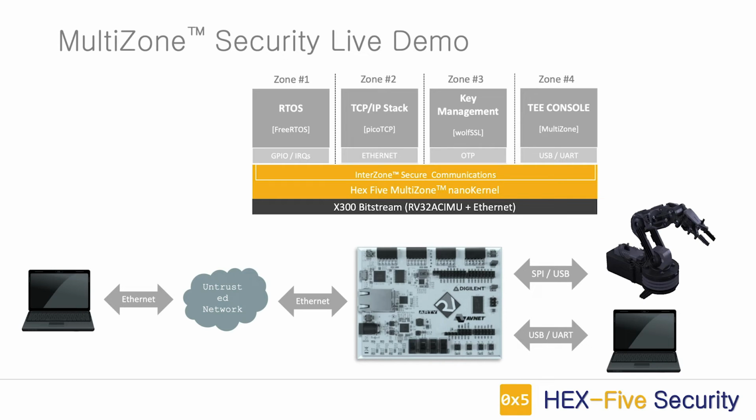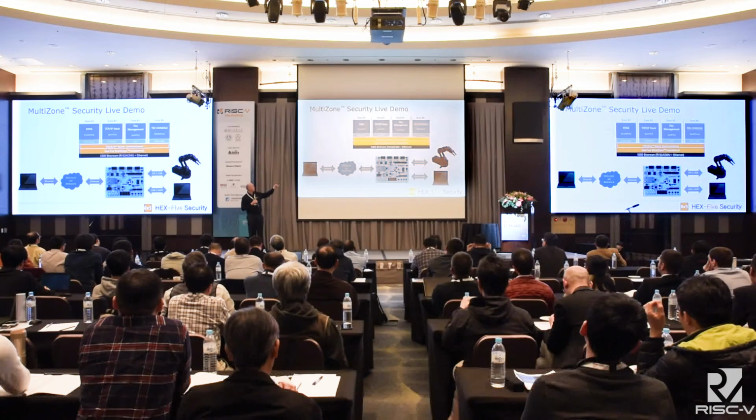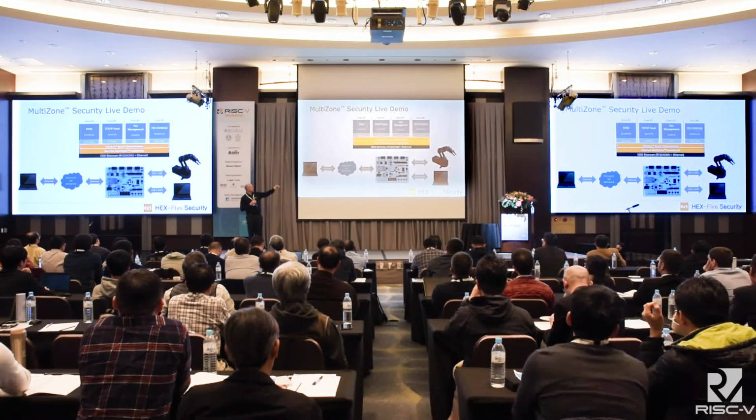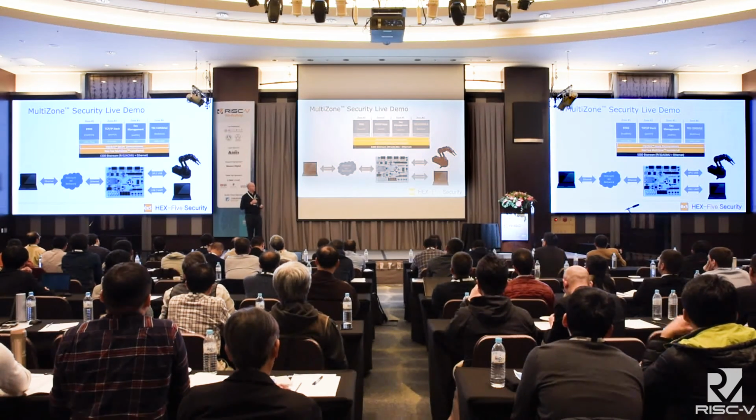So we stripped the key management out of that and we implemented WolfSSL on zone 3. In this case, zone 2 is the zone that's exposed to external attack because it's really what has the Ethernet peripheral. If you do compromise zone 2, and it's PicoTCP, I think it's quite possible it could be compromised, your compromise has no ability to move laterally through the system. So you can't interrupt the real-time operations that are running in FreeRTOS. You can't get at the keys that are stored in zone 3.